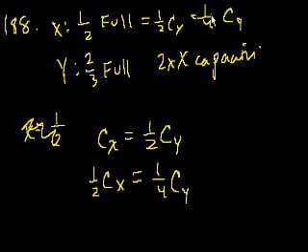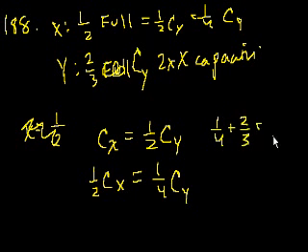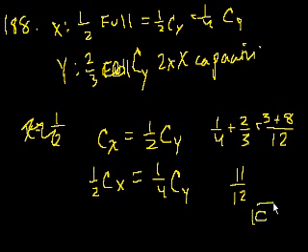So if we add 1/4 of the capacity of Y to 2/3 of the capacity of Y, that's 2/3 full, another way of saying 2/3 times the capacity of Y, what do we get? We get 1/4 plus 2/3, which with a common denominator of 12 is 3/12 plus 8/12. That's 2/3. So you get 11/12. So Y would be 11/12 full of its capacity. So that is choice C.